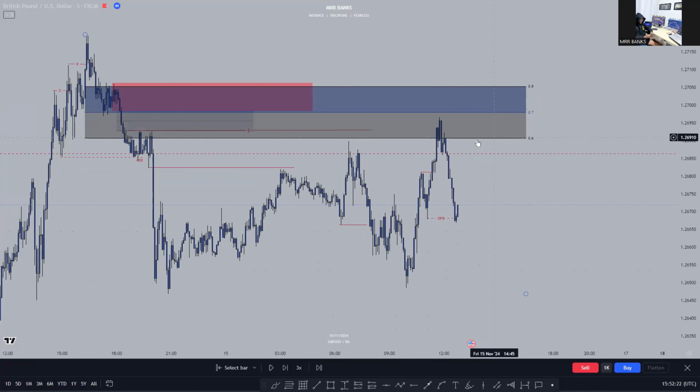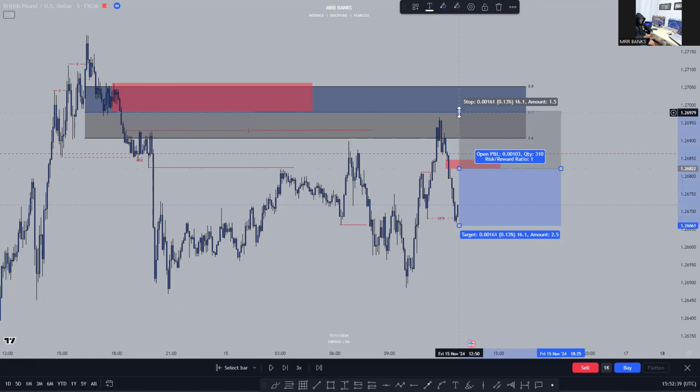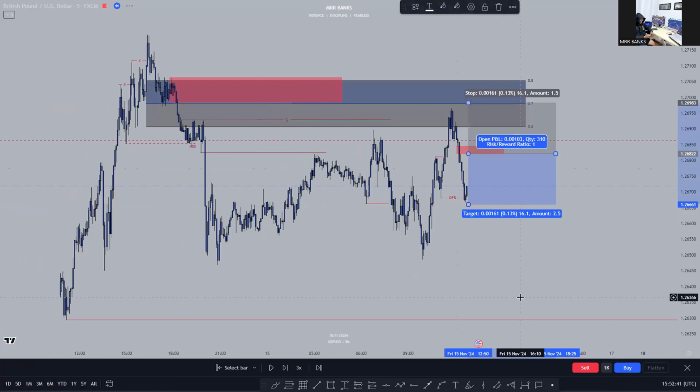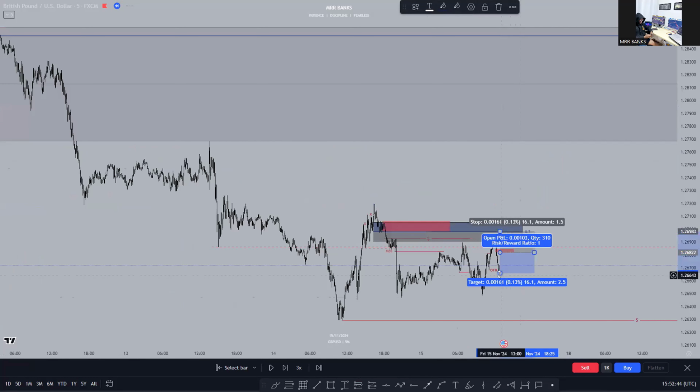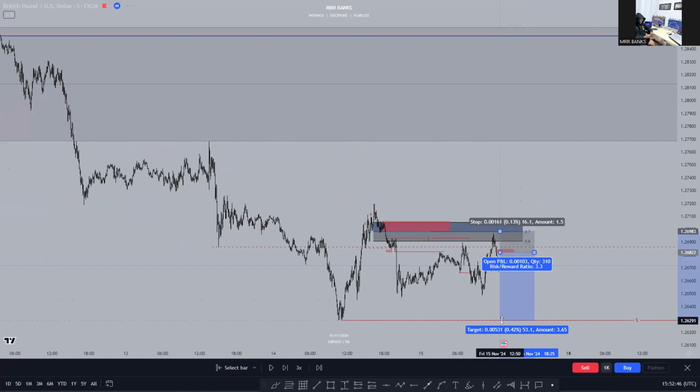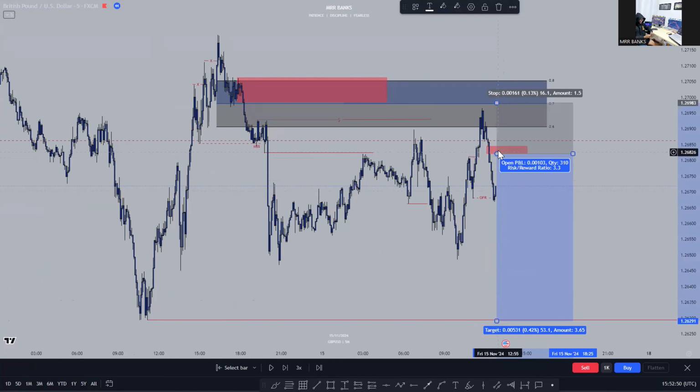The moment I saw this, I knew our trade was ready to be executed, and we also had this small FVG resting right above here. So what I did was take our entry right around here and our stop loss just above here, targeting this previous day low here.